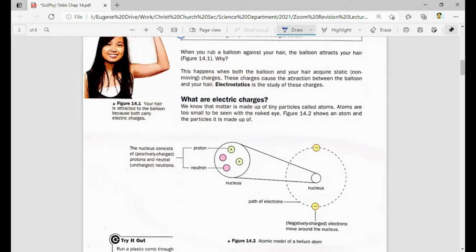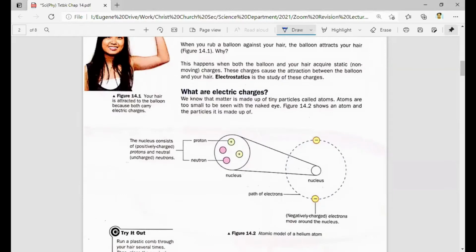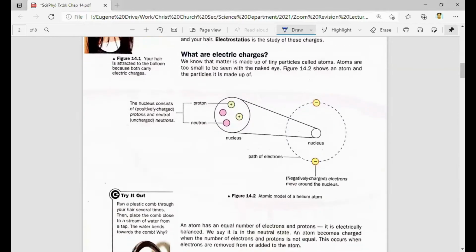Right, so we are looking through this part here. I think we go to the basics. What are electric charges?